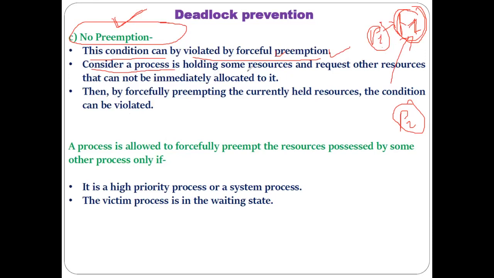Consider a process that is holding some resource and requests another resource that cannot be immediately allocated to it. Then by forcefully preempting the currently held resource, this condition can be broken. Consider P1 is holding R1 and P1 is requiring R2. So P1 is waiting for R2 while holding R1. In that case, in order to break the no preemption condition, the operating system can forcefully take R1 from P1 and allocate it to another process while P1 is waiting for R2. That is called forceful preemption, forcefully taking the resource from a particular process. That is the only solution to dissatisfy the no preemption condition.